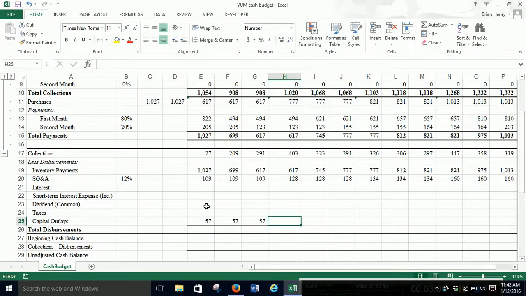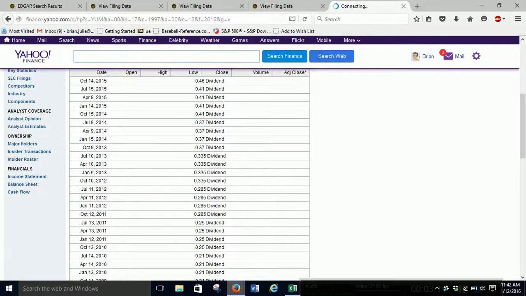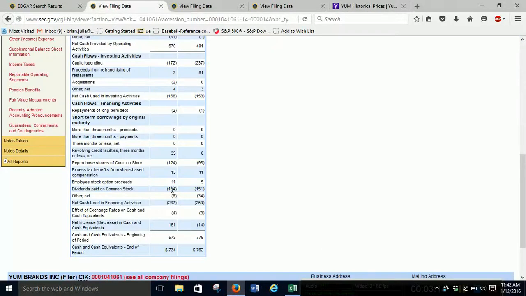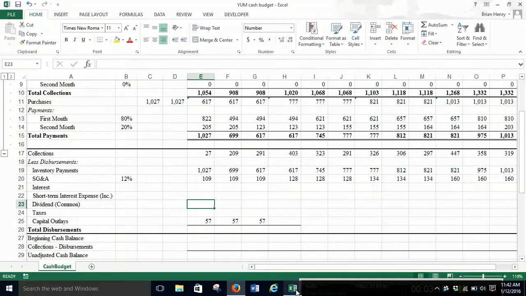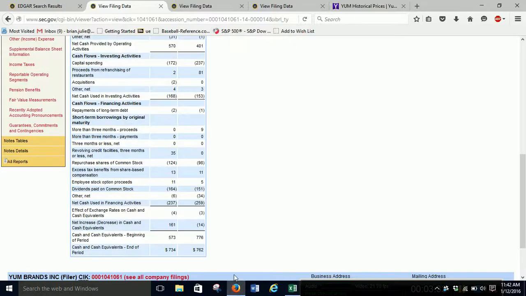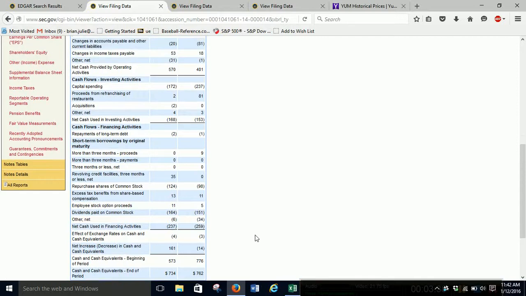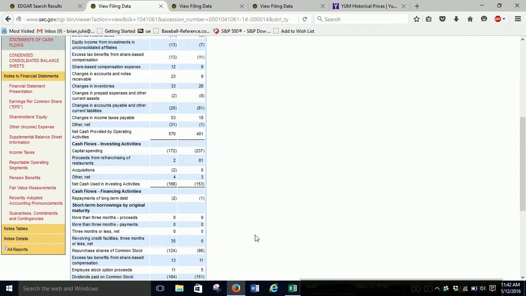So the dividend was $164 million. That means they did not pay one in February or March. They did pay one in April, so we'll come back to that. Okay. And I think that's all we're going to be able to pull out of here.